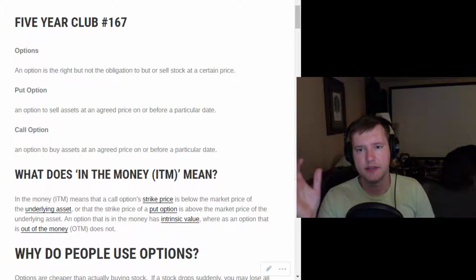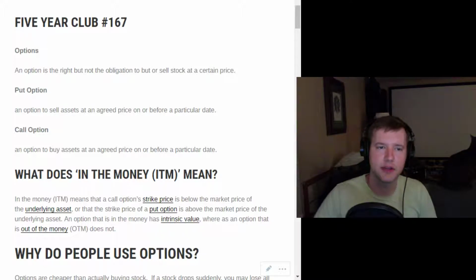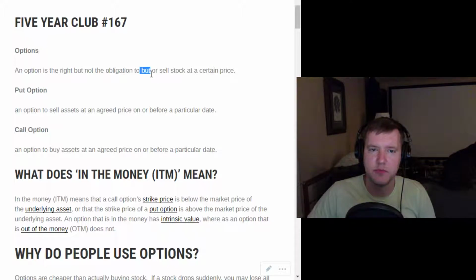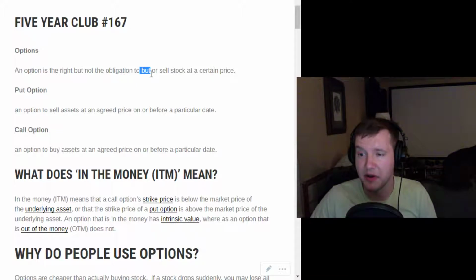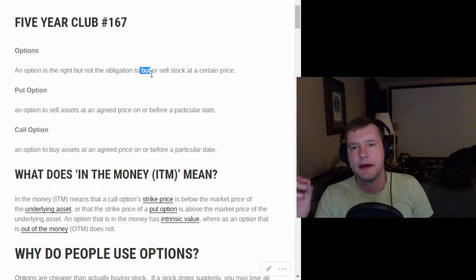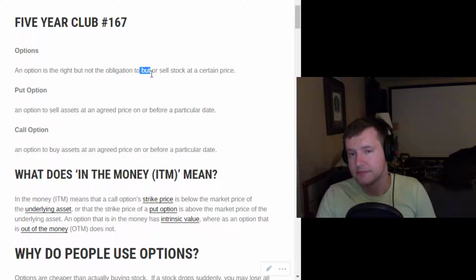An option is the right but not the obligation to buy or sell stock at a certain price. That should be buy, but instead it says but, to butt the stock at a certain price. So it's the right. You have the right to buy the stock at some price, or the right to sell the stock at a certain price to someone.